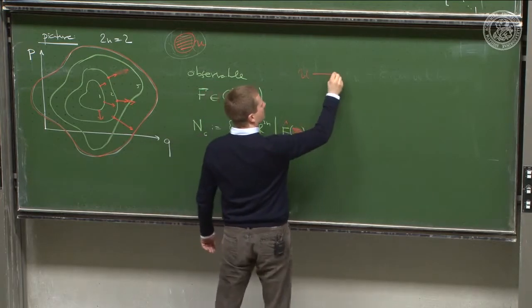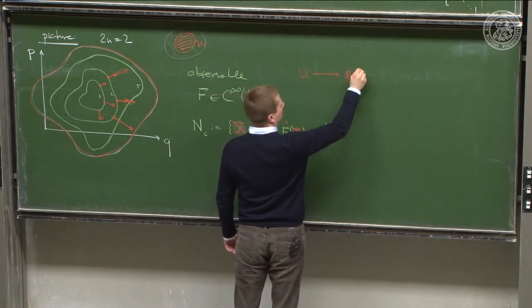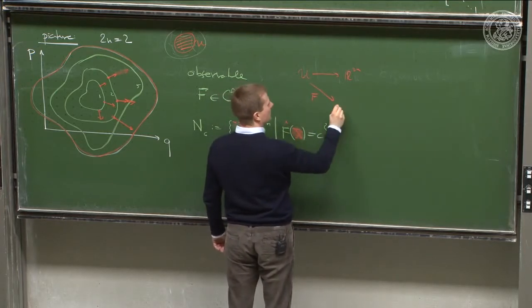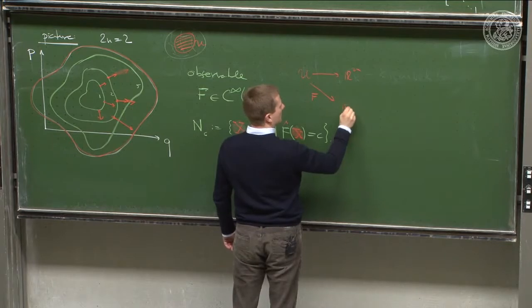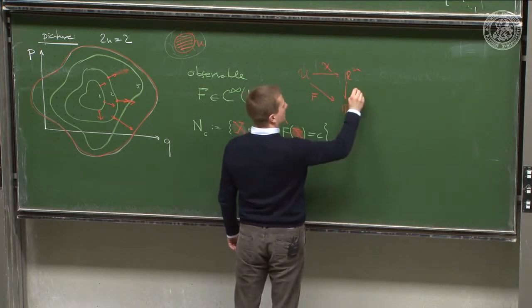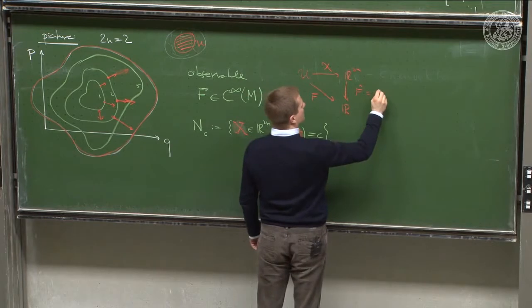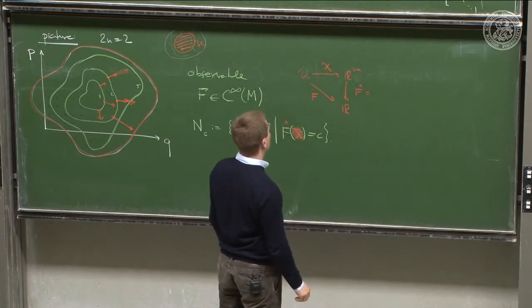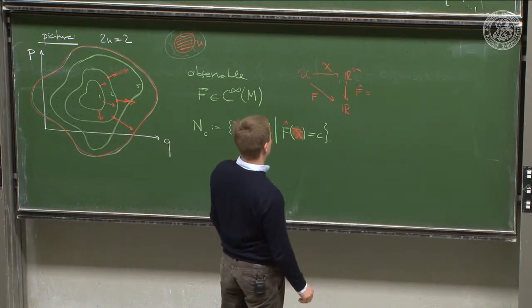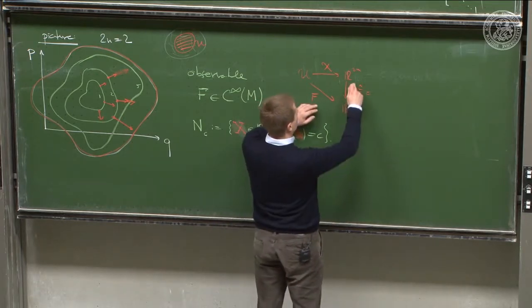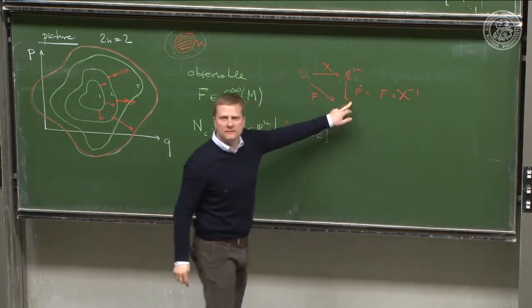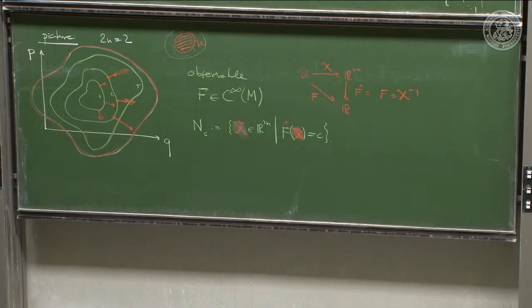So you have u goes to R2n, and from u, certainly if we have a function on m, we have a function on u. That's f that goes to R, and this is chi, and then f hat I wrote down is f after chi inverse, right? Okay. Good. Well, it's clear what it means.